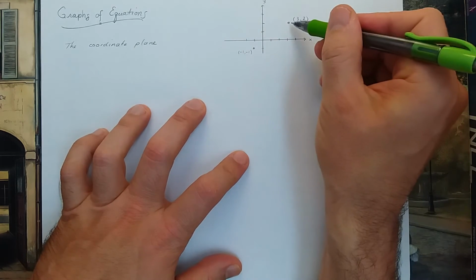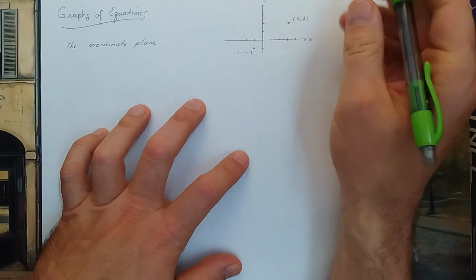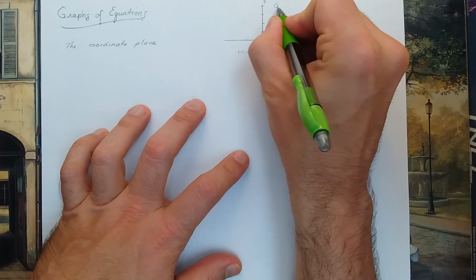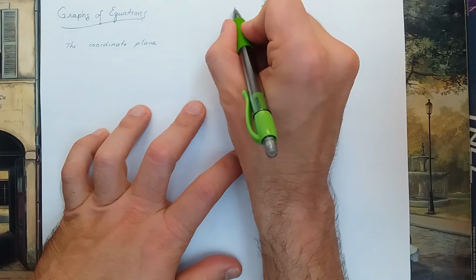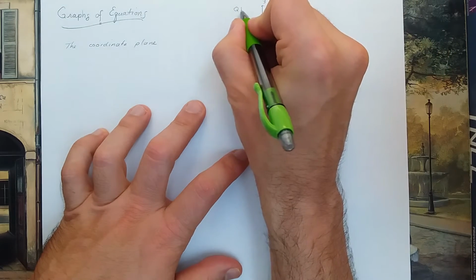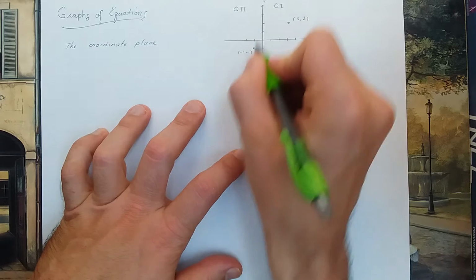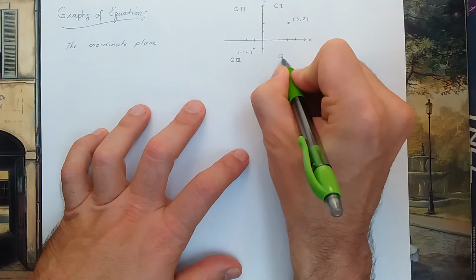There are 4 sections, 4 regions in the coordinate plane, 4 quadrants. This quadrant in the top right is quadrant 1. And then you label the quadrants going counterclockwise. Quadrant 2 in Roman numerals, quadrant 3, and quadrant 4.